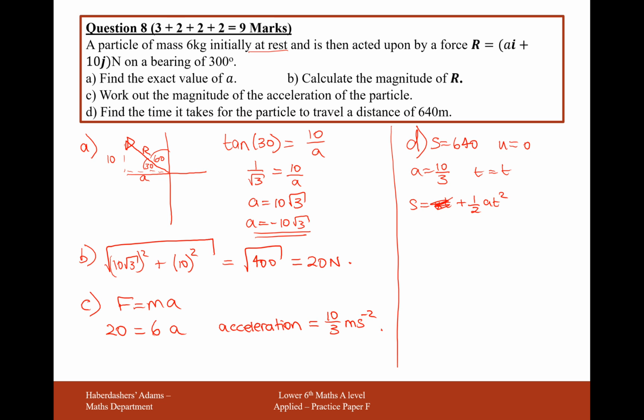U is 0, so we can neglect that bit. So in this case here, substituting the values in, 640 equals a half times by 10 over 3 times by t squared. And doing all the calculation on this, we're going to get t equals about 19.6 seconds. Of course it's t squared, so you're going to get a plus or a minus, but we're just going to assume here that t is a positive value. Okay, so 9 marks for that.